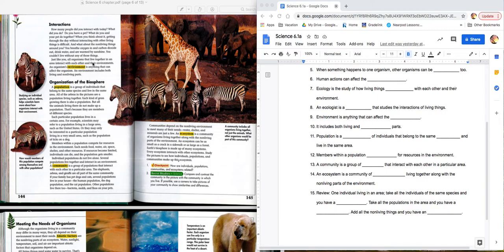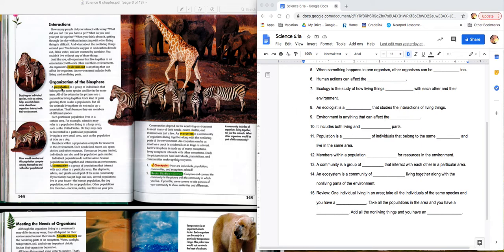Just like you, all organisms that live together in an area interact with each other and their environment. An organism's environment is anything that can affect the organism. So we got our definition for number 9. An environment includes both living and non-living parts. Definition number 2 on that page. Number 11 in your notes, because this is non-living.